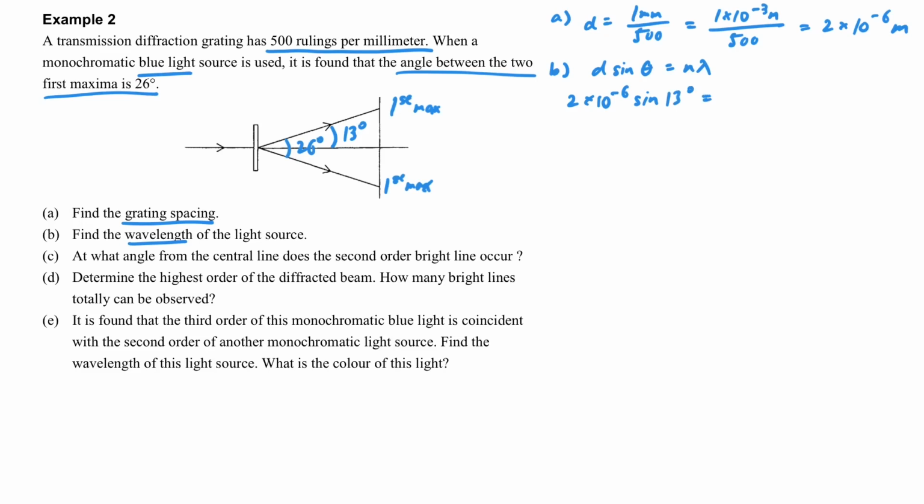And to find the wavelength, we can just use d sine theta equals n lambda. We have substituted already. I think this part is quite straightforward. We just recall the equation here.